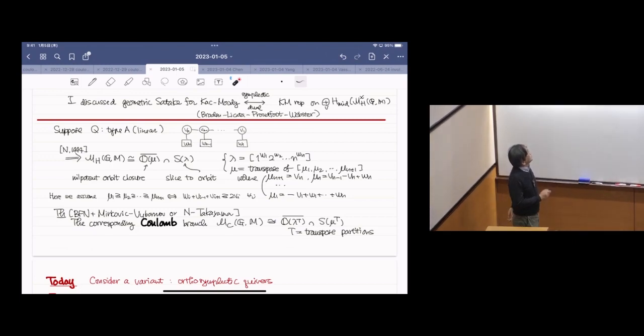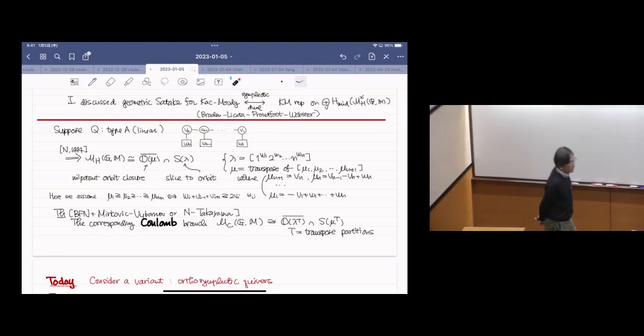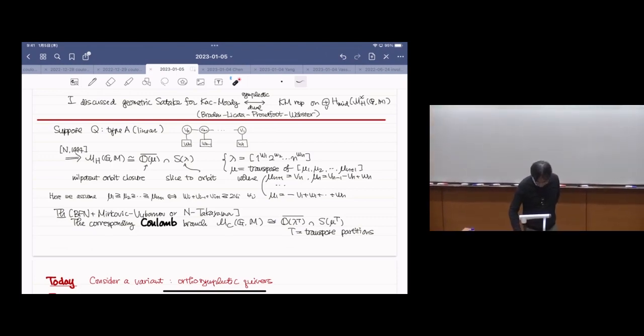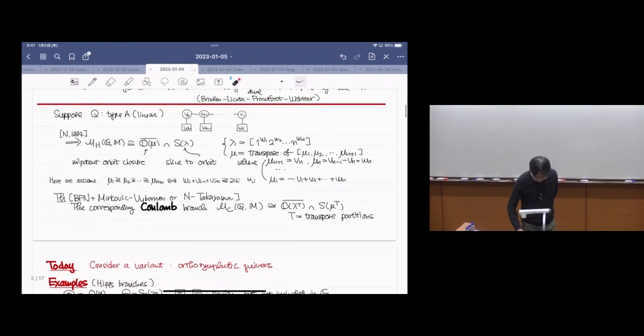So the Higgs branch and Coulomb branch are very similar, and partitions are replaced by their transposes. We want to understand a similar thing for nilpotent orbits of classical groups, which are realized by using the so-called orthosymplectic quivers.